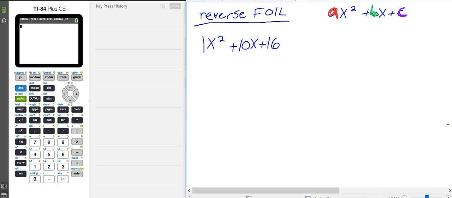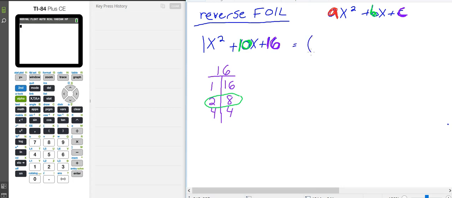The first thing we want to do is see, can we find factors of the C term, in this case 16, that add up to our b term, which is 10? Let's find factors of 16. Factors of 16 are 1 and 16, 2 and 8, and 4 and 4. Do any of these add up to 10? Yes. 2 plus 8 is 10. So those are the ones that we want.